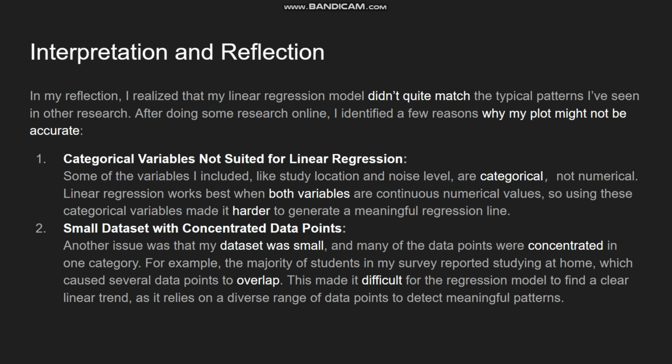And second, my data set is very small, and many of the data points were concentrated in one category. For example, the majority of students in my survey reported studying at home, which caused several data points to overlap. This made it difficult for the regression model to find a clear linear trend, as it relies on a diverse range of data points to detect meaningful patterns.